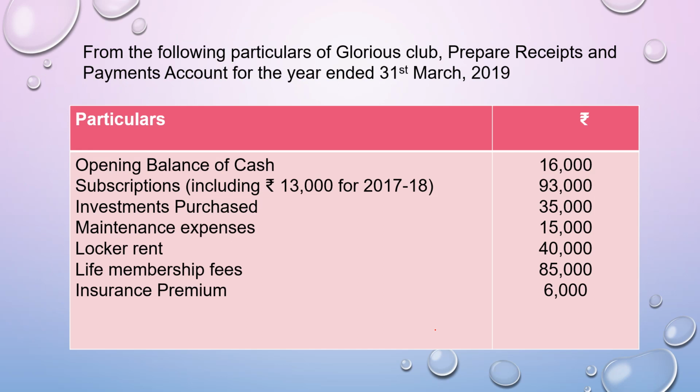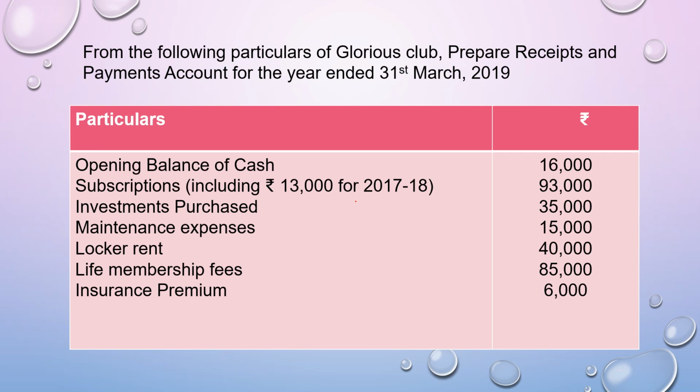This is a CBSE 2020 examination question. Now look at this question. Let us understand. Please note down this question. We'll be solving this question in a couple of minutes. From the following particulars of Glorious Club, prepare the receipts and payments account for the year ended 31st March 2019. Opening balance of cash 16,000.